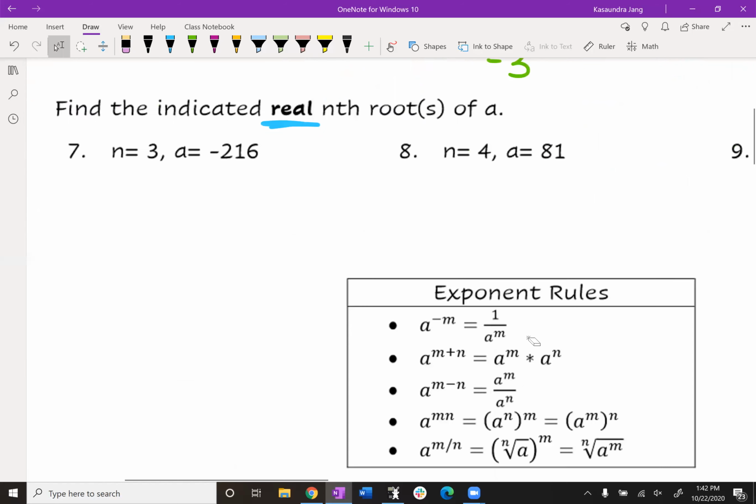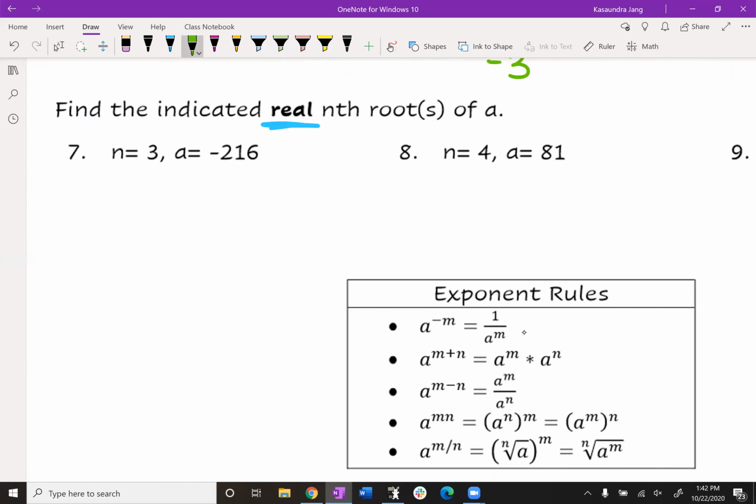All right, so in this case, I've got n is 3. They want the nth root, and my n is a 3, so I've got a cube root of a, and my a is negative 216, so a cube root of negative 216. I'm trying to figure out what multiplied by itself, what can I have 3 of, all multiplied together, gives me a negative 216.